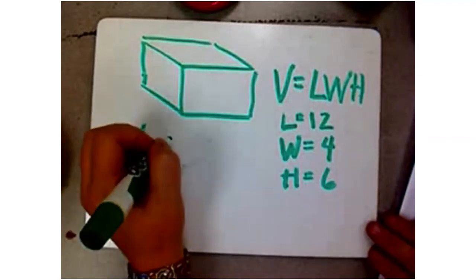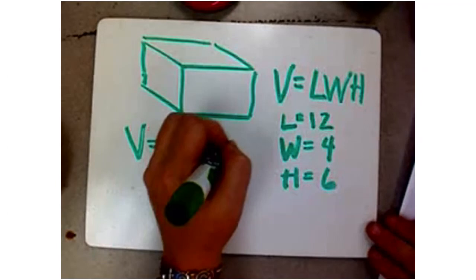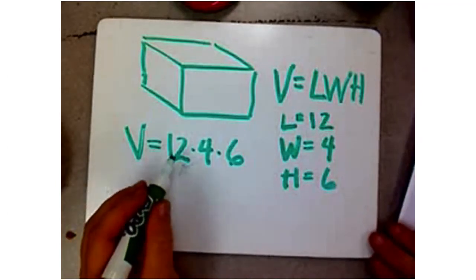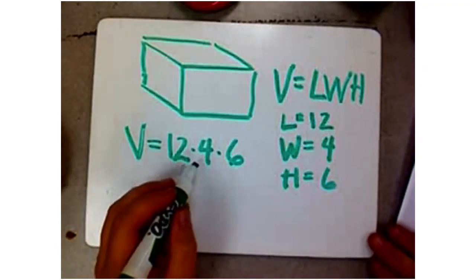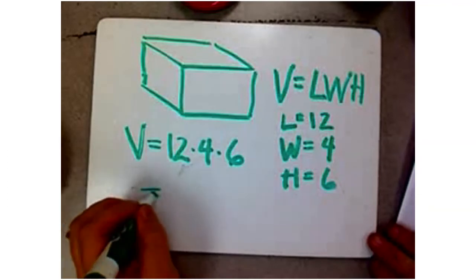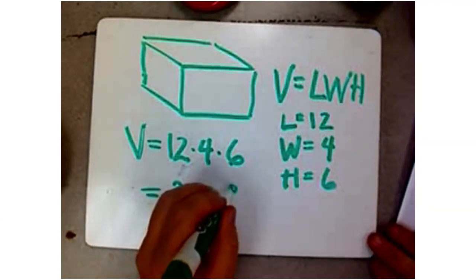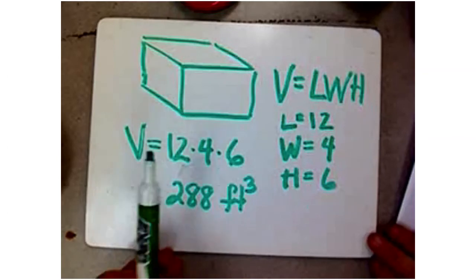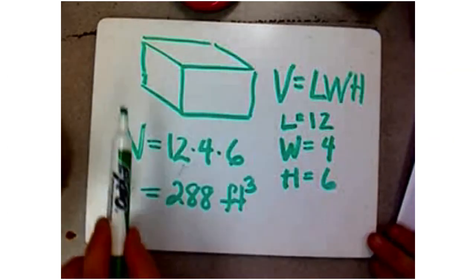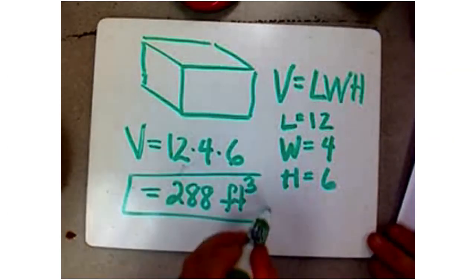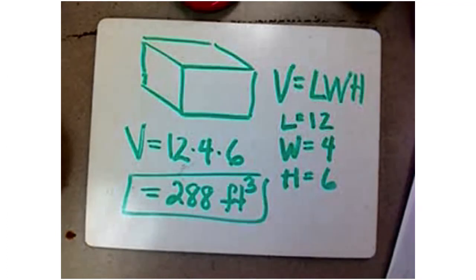So volume equals 12 times 4 times 6. So you're going to do 12 times 4 is 48. 48 times 6 is 288. And it's feet to the third power because we multiply feet times feet times feet. It's three-dimensional when you label it. It walks you through that example on page 182.